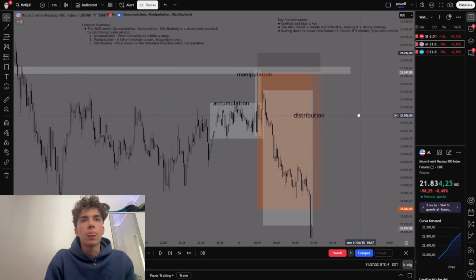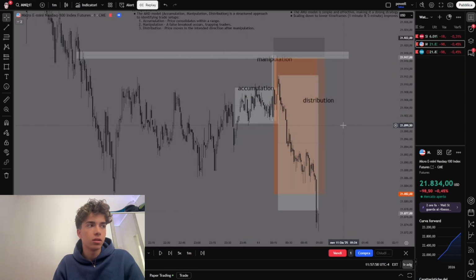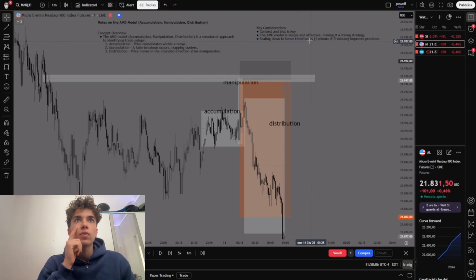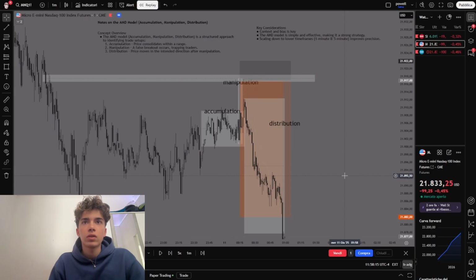Or maybe there was a weak CE, an engineered liquidity. Okay, so that's basically what we need to do. So the final key consideration: context and bias, as I just told you. The AMD is a very simple model. As you can see, it's just a 3 steps model, not difficult to identify, not difficult to understand, but very effective.